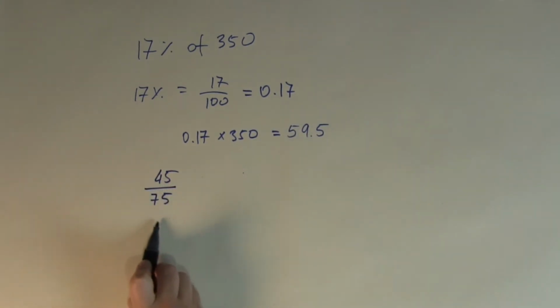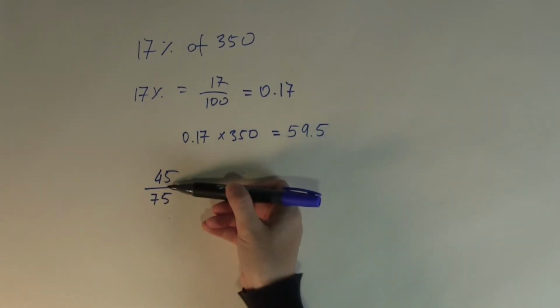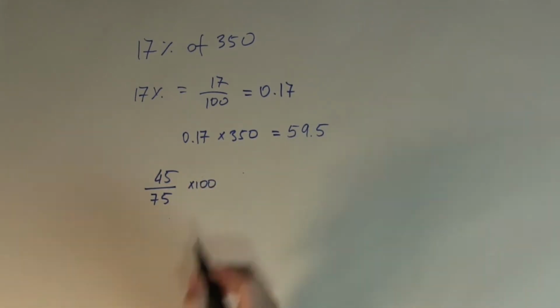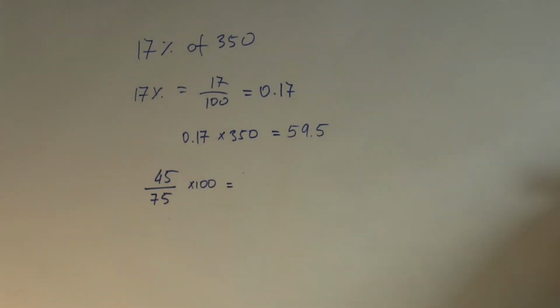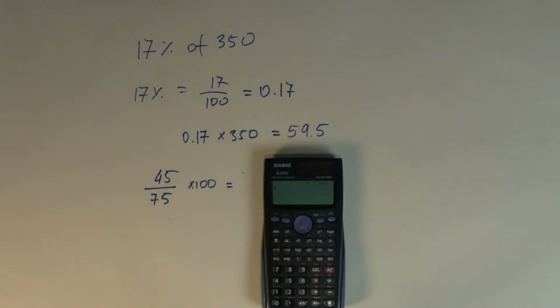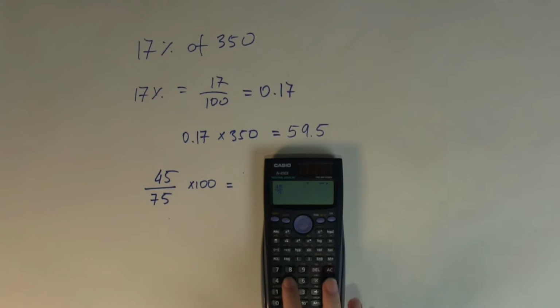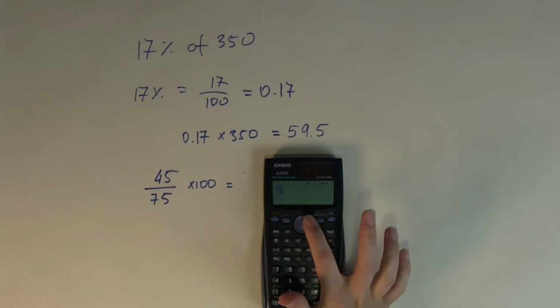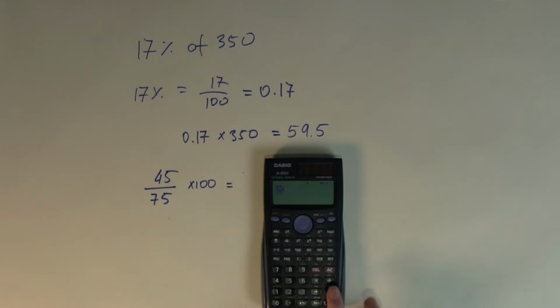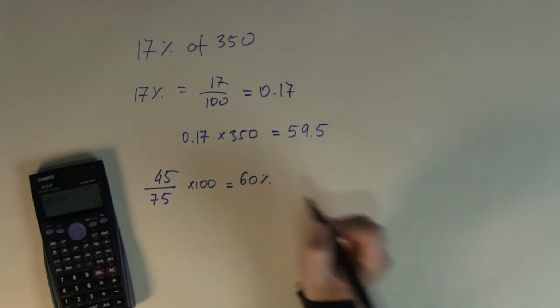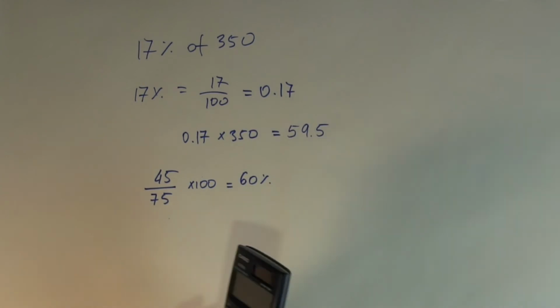So 75 is the total amount, so the partial amount over the total amount, and because it's a percentage, we need to multiply this by 100. So again, having the scientific calculator makes our lives much simpler. Type in the fraction, put the 45 at the top, use the arrow to come down, type in the 75, use the arrow to come out from the bottom of the fraction, type in the times 100, and the answer here, nice and easy, 60%. So that was the second calculation.